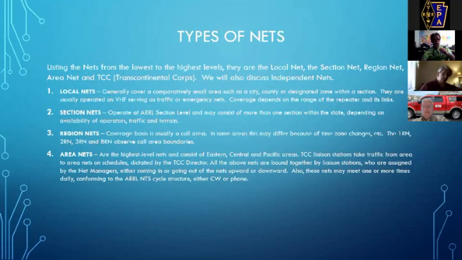The area net is held early in the afternoon. And as soon as it's over, the people from the area nets go to the region nets to pass any traffic they've picked up back to the region net. When the region net closes, shortly after, the section net comes up, and then the traffic from the region is passed through the section by the liaison from the regional net.